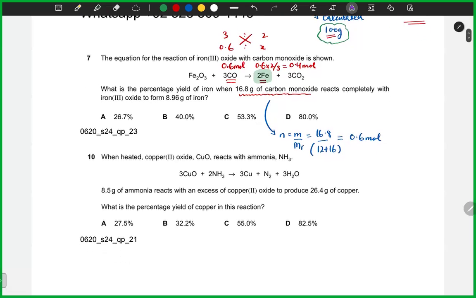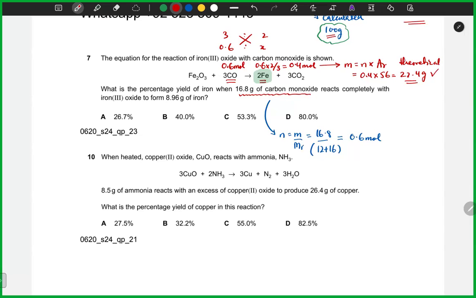So anyways, I'm getting 0.4 moles. I'm going to find the mass of Fe then, the theoretical mass, remember that. How do I find mass? Moles multiplied by the Ar of Fe. So, how much is Fe? I think 56, multiplied by 56. So, what is 0.4 multiplied by 56? That's 22.4 grams. Okay, now this should come. This is the theoretical.